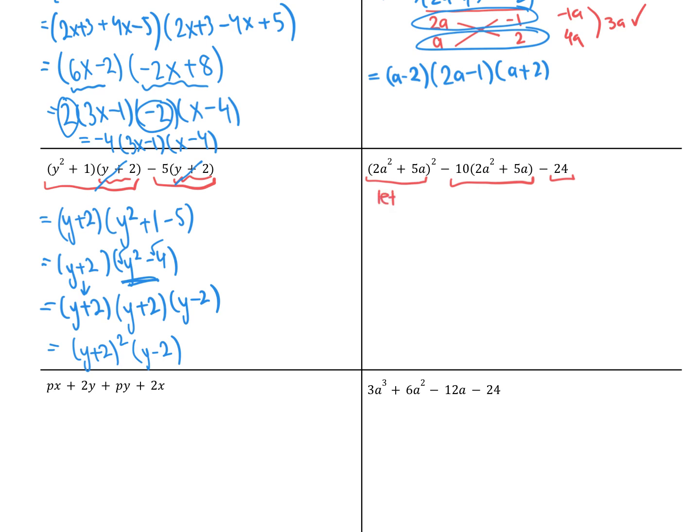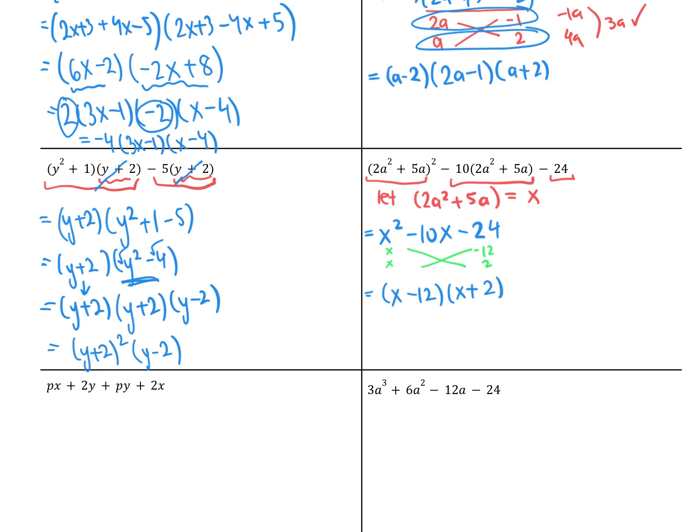Let's replace 2a squared plus 5a with x, or whatever variable you would like. So what we have is x squared, the bracket squared, minus 10 times the bracket, so minus 10x, minus 24. And when you look at this, this looks like a simple trinomial to factor. We could do x times x, and then negative 12 times 2, that's negative 12x, that's positive 2x, hooray, that works. So then we're left with x minus 12 and x plus 2.